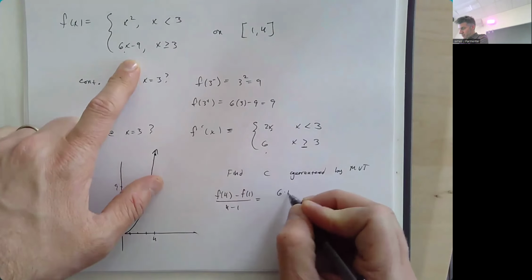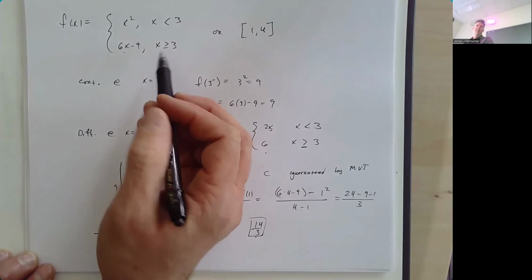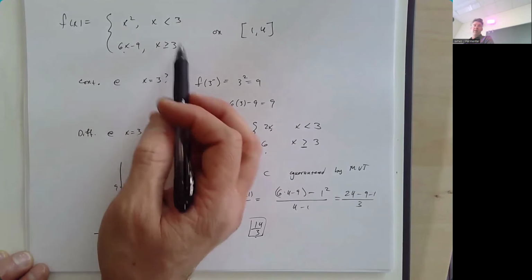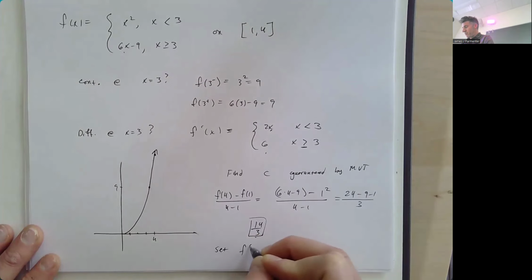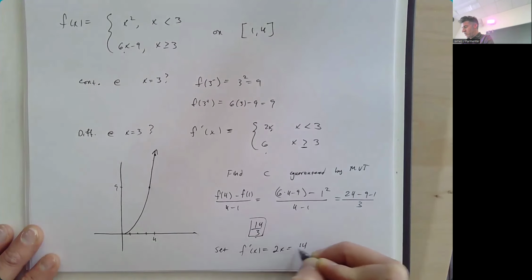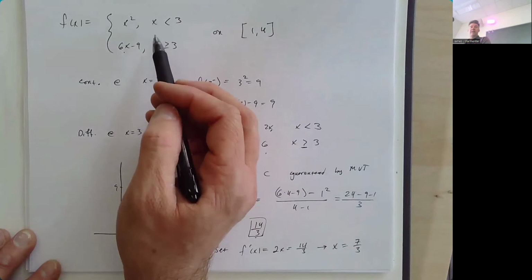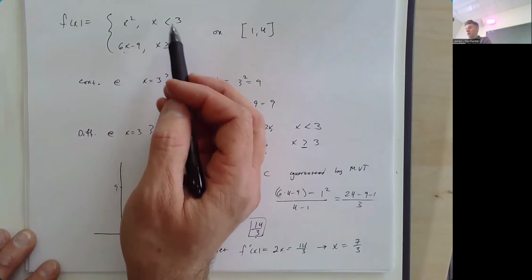Let me tell you, it can't be in this part where x is bigger than 3. So when x is bigger than 3, the derivative is just 6. So it has to be setting the derivative of this part equal to 14/3. So we're going to set f prime, 2x, equal to 14/3, which means we're going to get x equal to 1/2 times 14/3, which is 7/3, which is certainly in between x equal to 1 and x equal to 3. So we're okay.